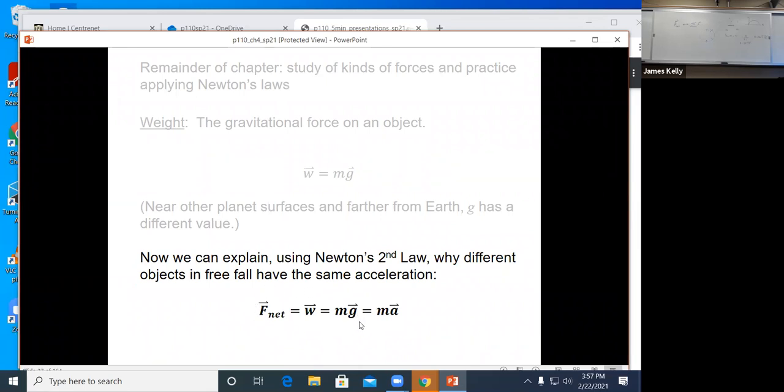That's just the F net part. Now let's set it equal to ma. Set the net force equal to ma and focus on that last equality there.